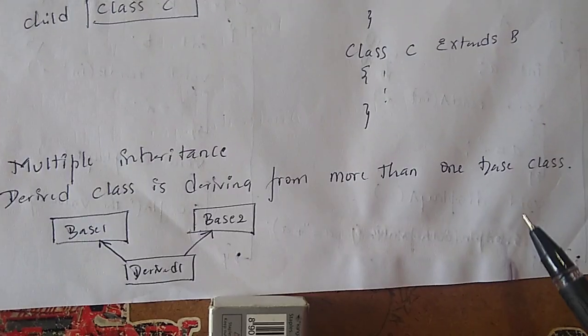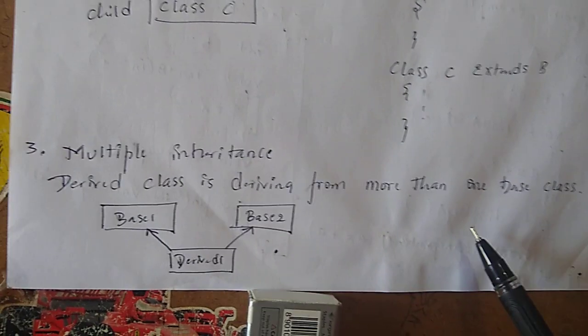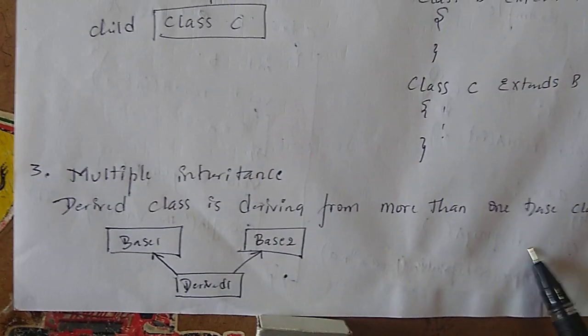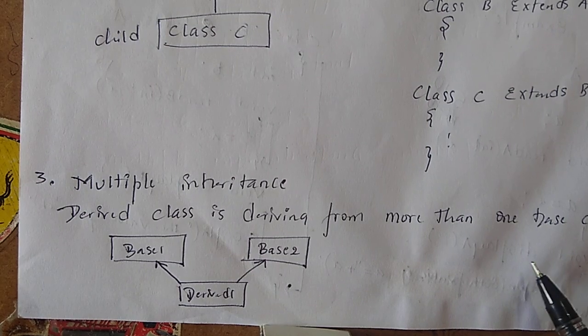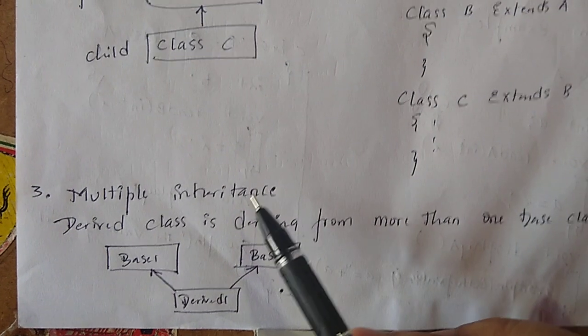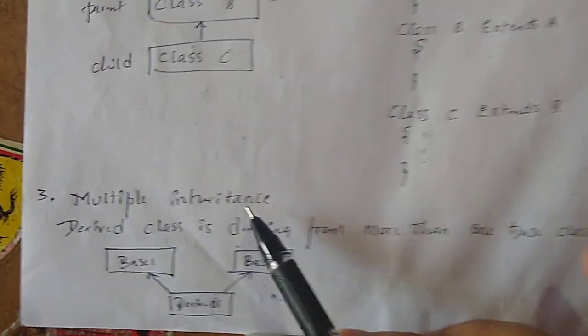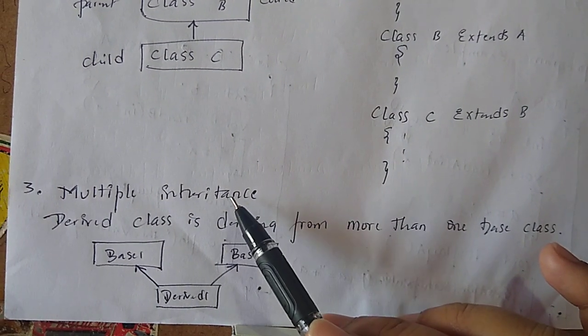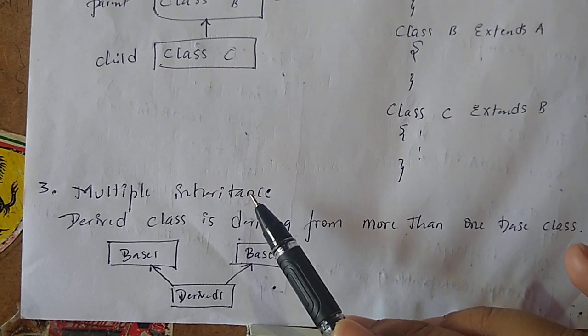If you observe, for both multiple as well as hybrid, I have not written any Java example. Why? Because Java will not support multiple inheritance. Since there is no multiple inheritance, there is no hybrid inheritance in Java. So Java will not support multiple inheritance. To overcome this particular drawback, what is the drawback? Java will not support multiple inheritance.